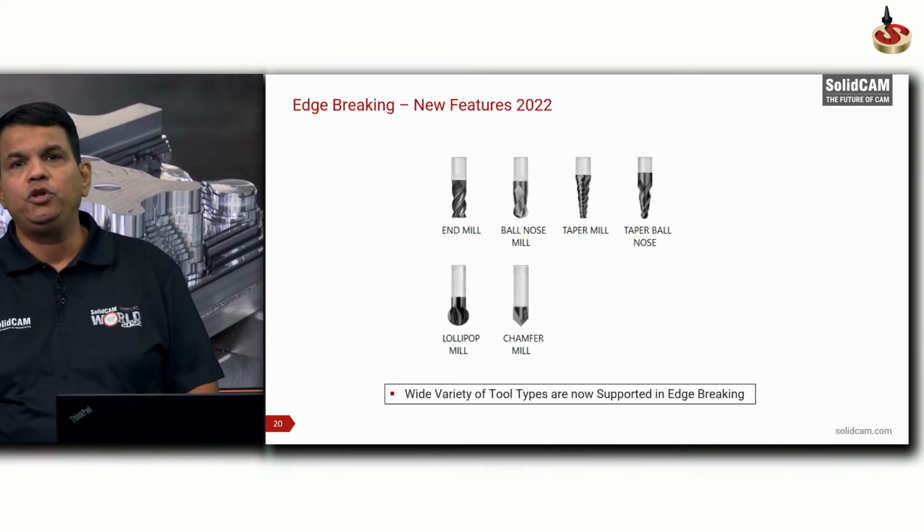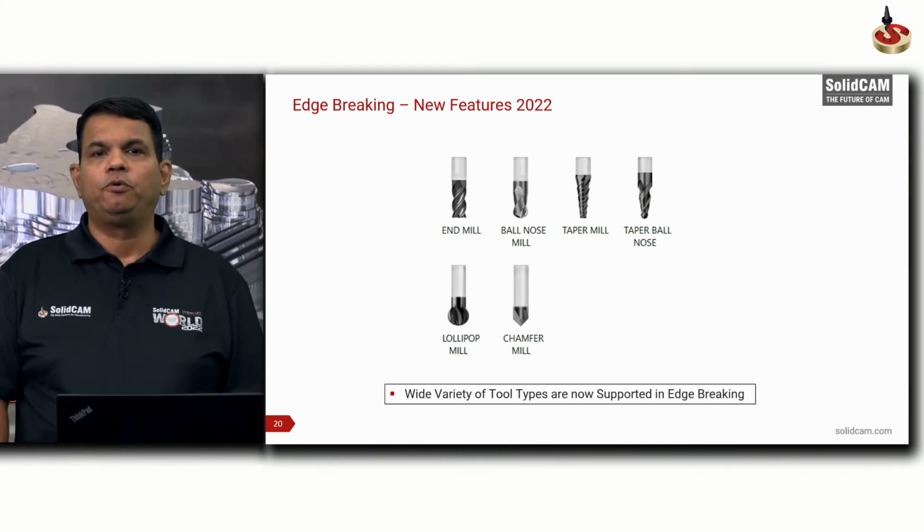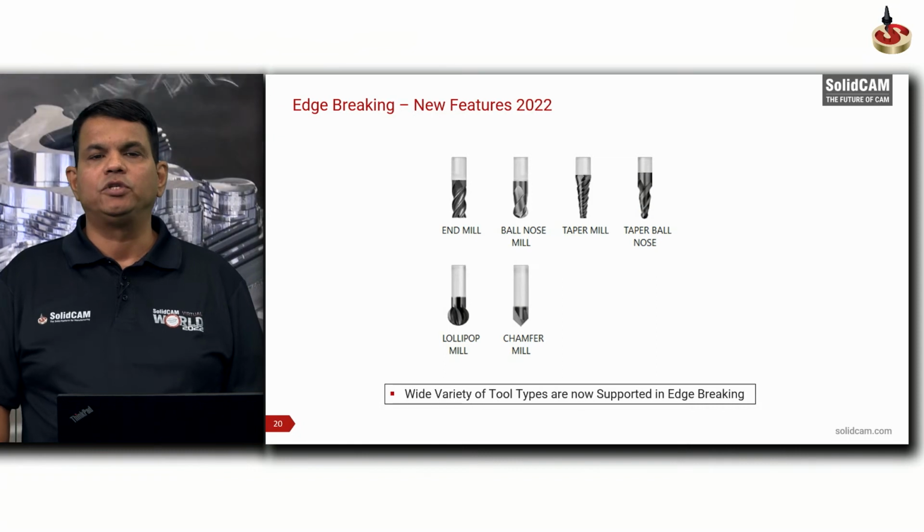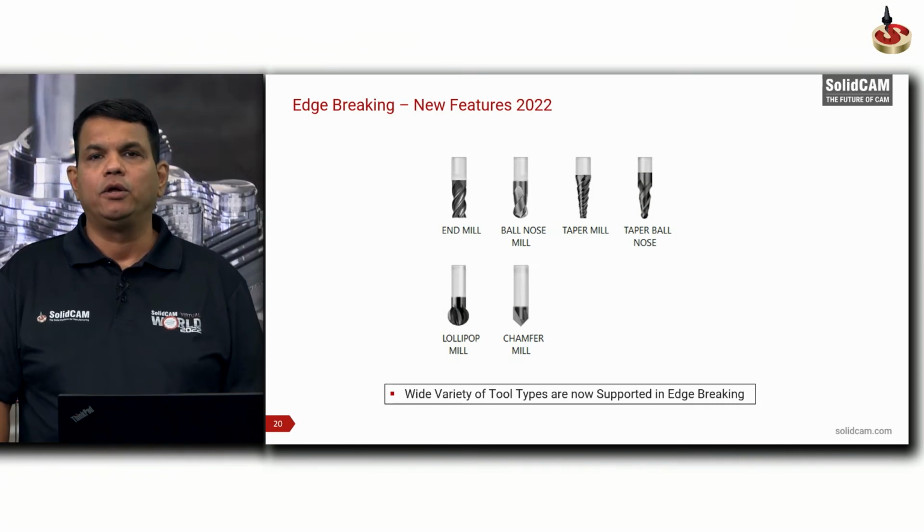What do we have new in 2022? Earlier in 2021, we were only supporting ball nose tools. Now we support a host of tools. We support end mills, ball nose, taper mills, taper ball nose, lollipop, and chamfer mills. All of these tools are now supported inside edge breaking in 2022.